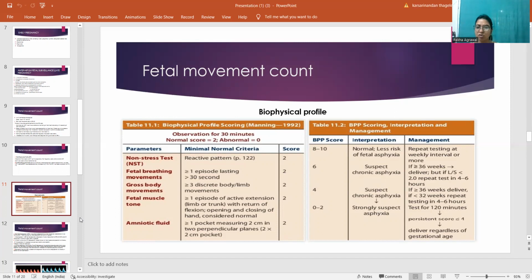Then comes the score of 6. Then we can think of chronic asphyxia, and management will be: if more than 36 weeks, deliver; if less than this and the LS ratio is less than 2, then repeat the test in 4 to 6 hours, and then we manage accordingly. Then if the score is only 4, then chronic asphyxia, and if more than 36 weeks you deliver it, and if less than 32 weeks then repeat it. If the score is 0 to 2, then we strongly suspect asphyxia; test for 120 minutes, and if there is a persistent score of less than 2, then deliver regardless of the gestational age.